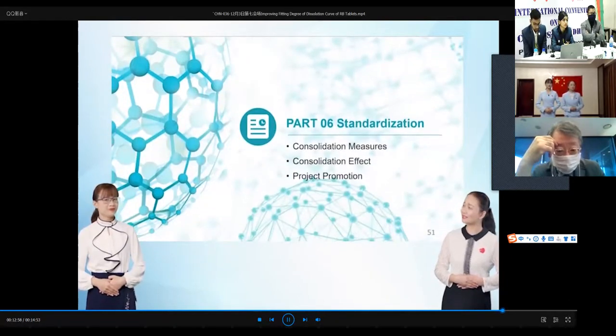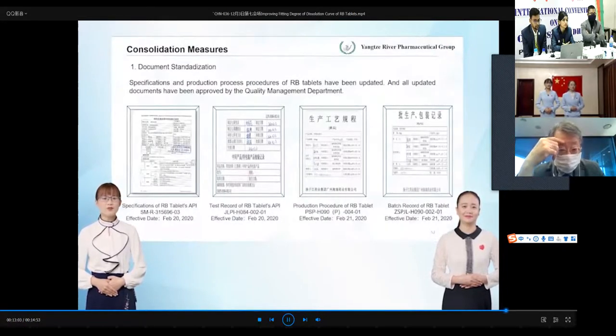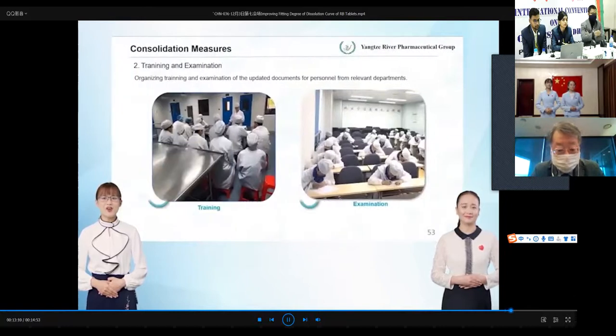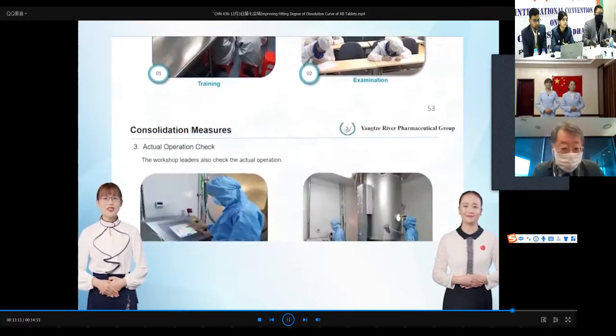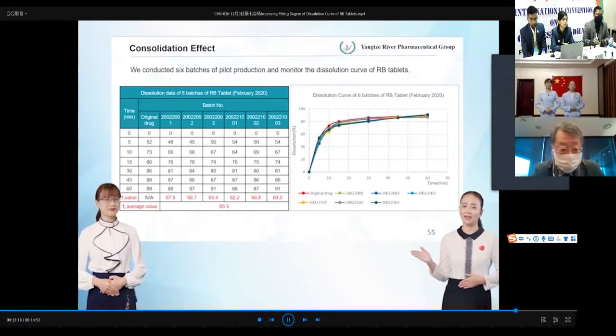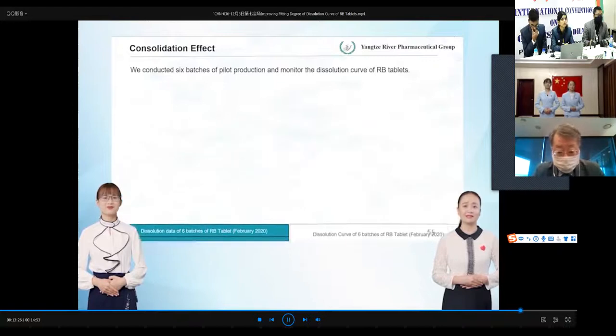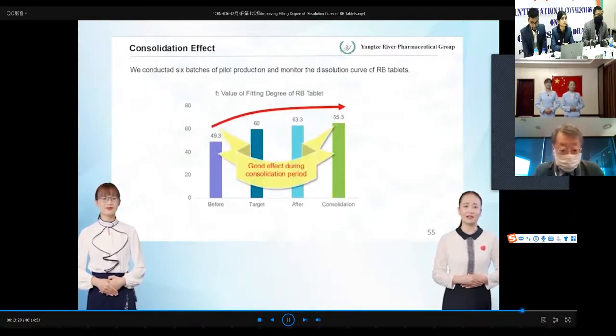Shuimei, it's time to consolidate these achievements. In order to consolidate the achievements, we modified the specification and production procedures of RB tablets. Then, we organized training and examination on the updated documents, and the workshop leaders also checked the actual operation. Meanwhile, we conducted 6 batches of pilot production and monitored the dissolution curve of RB tablets continuously. The F2 value of the 15 degree RB tablet's dissolution curve was stably controlled above 60. Our solutions are stable and effective.